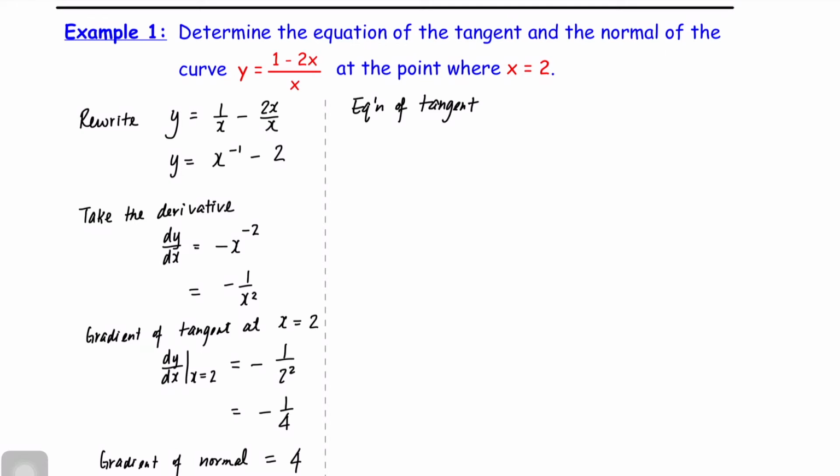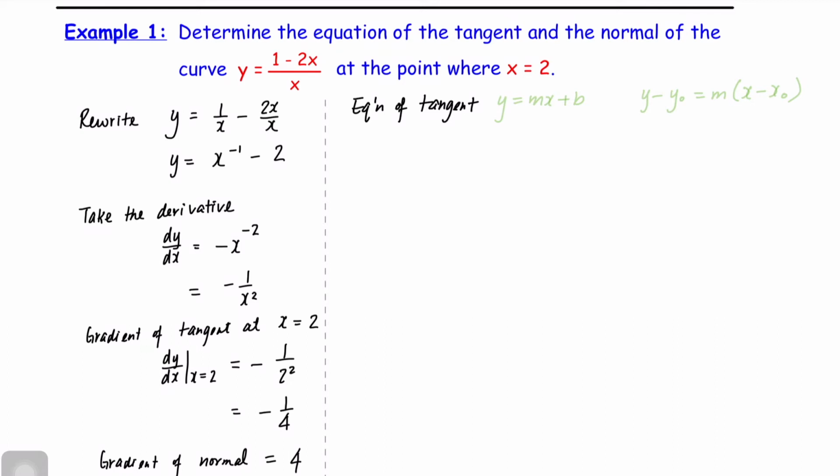Okay, so we're thinking about y equals mx plus b form. For those of you who are familiar with something called a two-point form, a point slope form, you can also use that very conveniently. Okay, so maybe for the equation of tangent, I will find its equation using y equals mx plus b. And then for the equation of the normal, I'm going to use the other form to show you how it works.